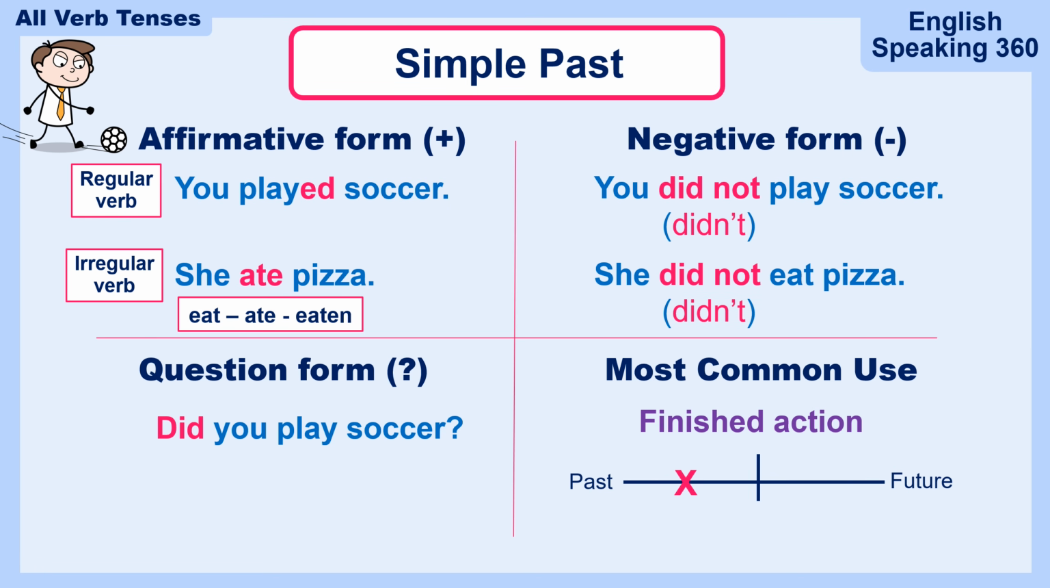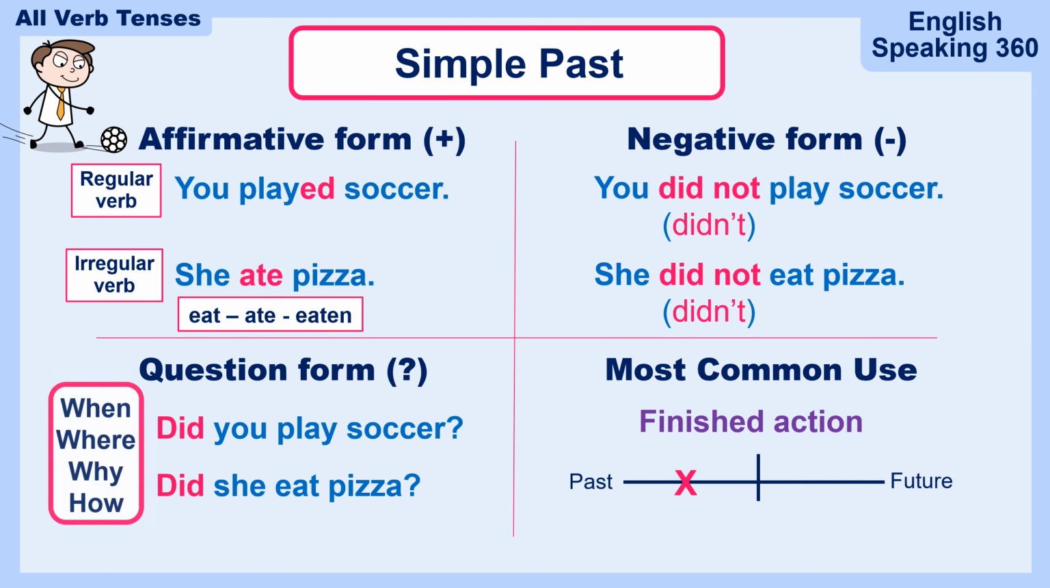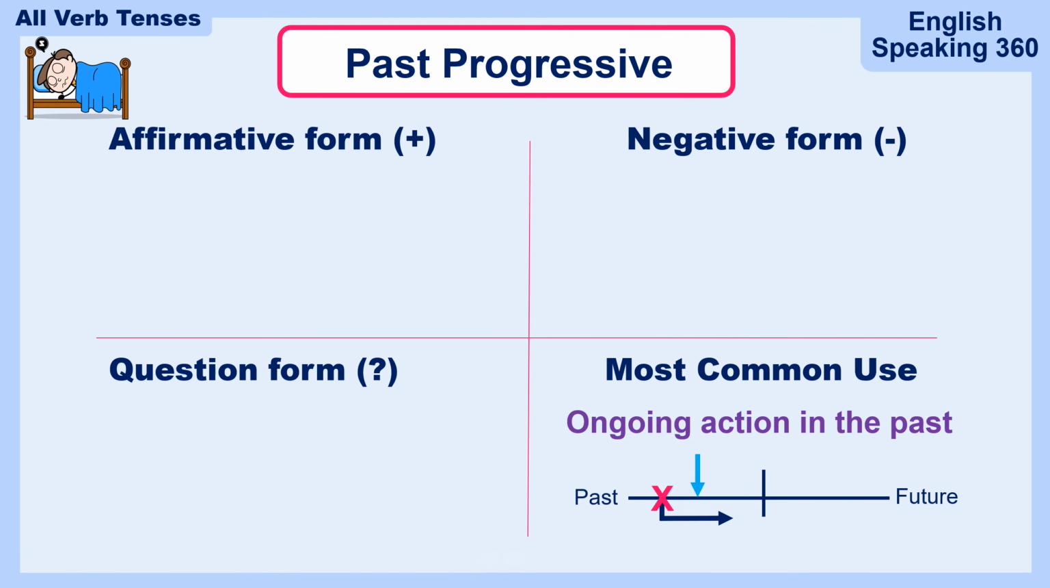How about the question form? Did she eat pizza? That's a perfect question. You can also add question words. When did you play soccer? Where did you play soccer? Why did she eat pizza? How did she eat pizza? And you know that we can make a negative question also. We could say, didn't she eat pizza? It means you are very surprised that she did not touch the pizza. It's so weird. It's so strange. What's wrong with her?